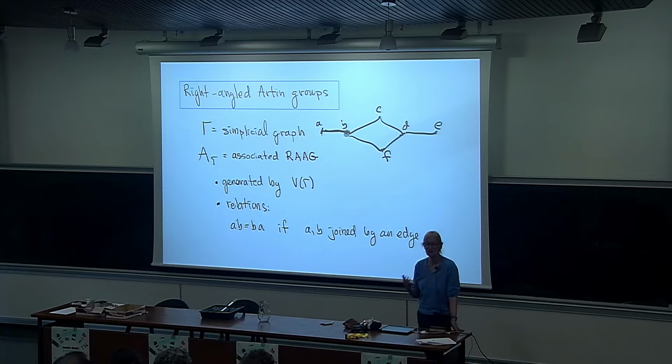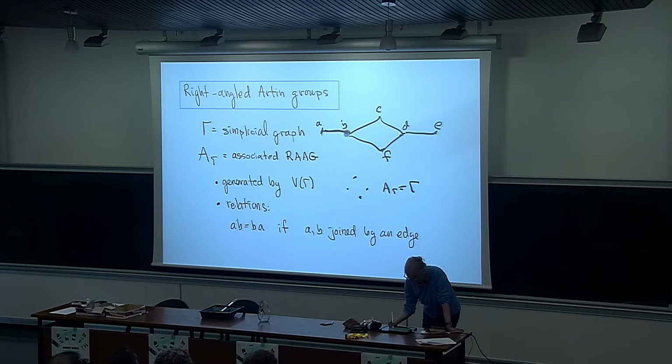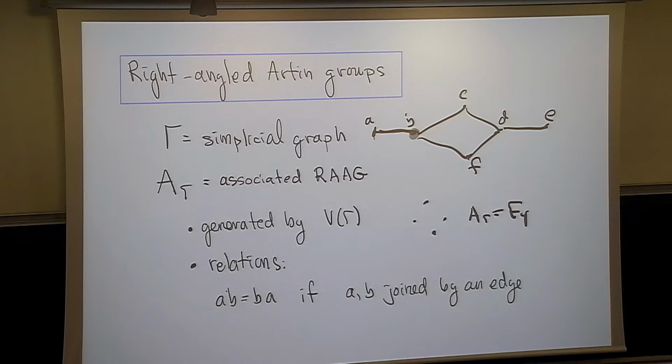So there are two extreme cases. When you just have some vertices, you get generators and no relations, so that's a free group. And when you have a complete graph, you've got some vertices and all the generators commute, and that gives you a free abelian group. And in between, there are lots and lots of very interesting groups.